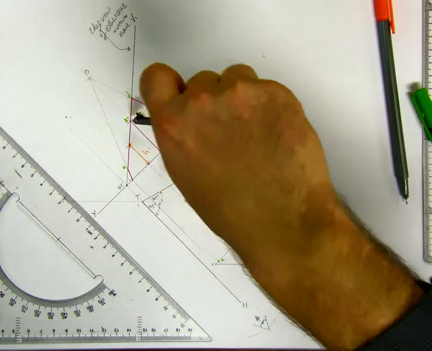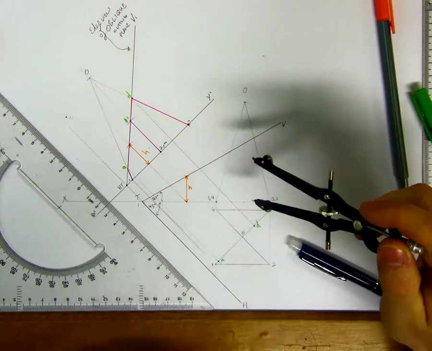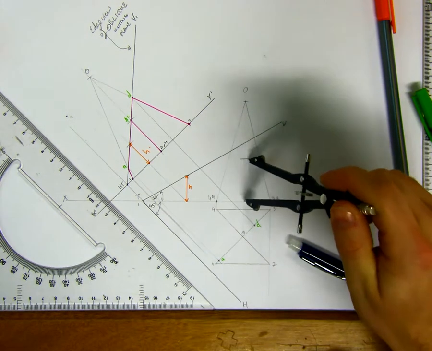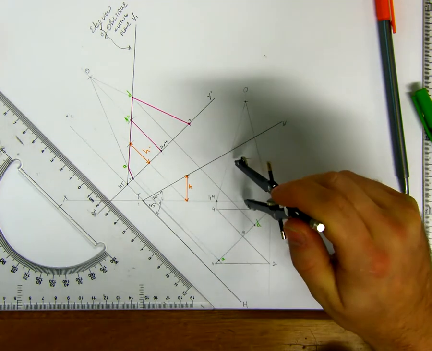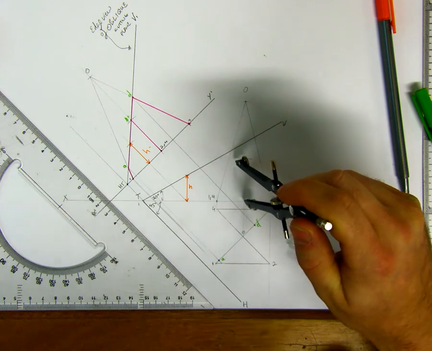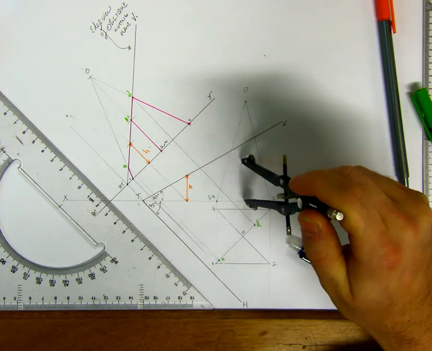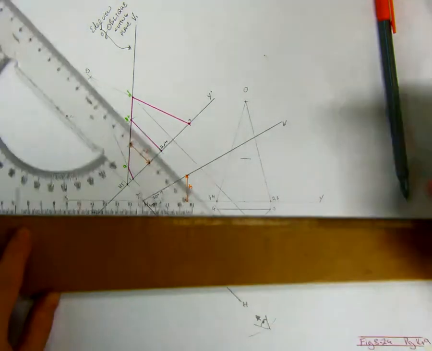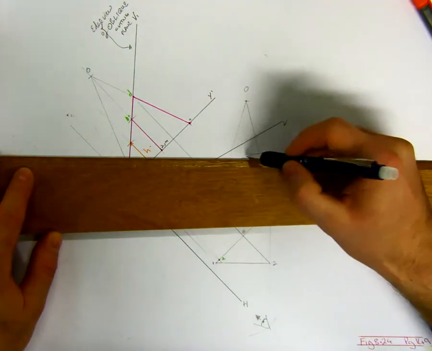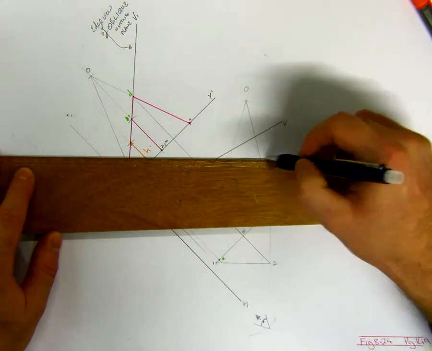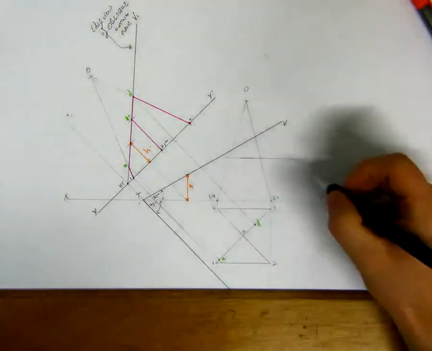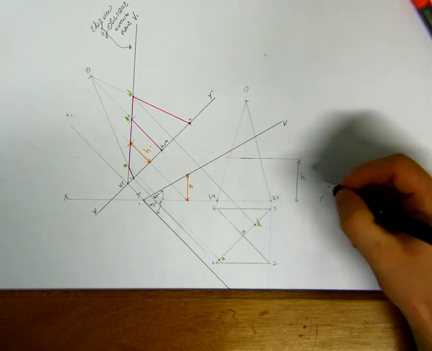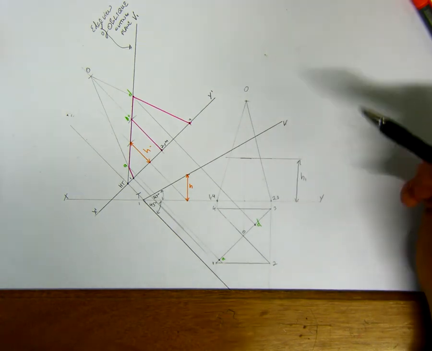Okay, so if they're that height off the ground in an auxiliary elevation, they have to be the exact same height off the ground here in our elevation. So we know that B and C are this height off the ground. Okay, so we call that H1.